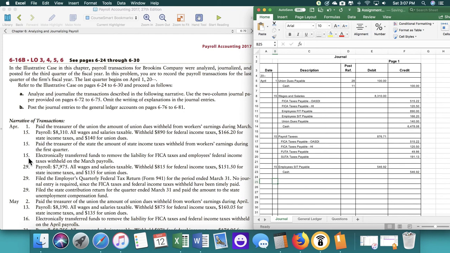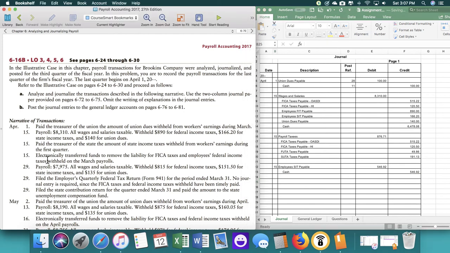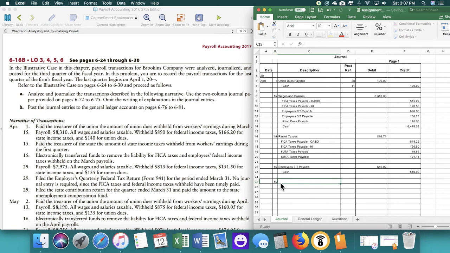On the 15th, it shows that we electronically transferred the funds to remove the liability for FICA and income tax withheld in March. So again, it's going to be the 15th. We're going to do FICA taxes payable OASDI, FICA taxes payable HI, employees FIT payable, and then cash.